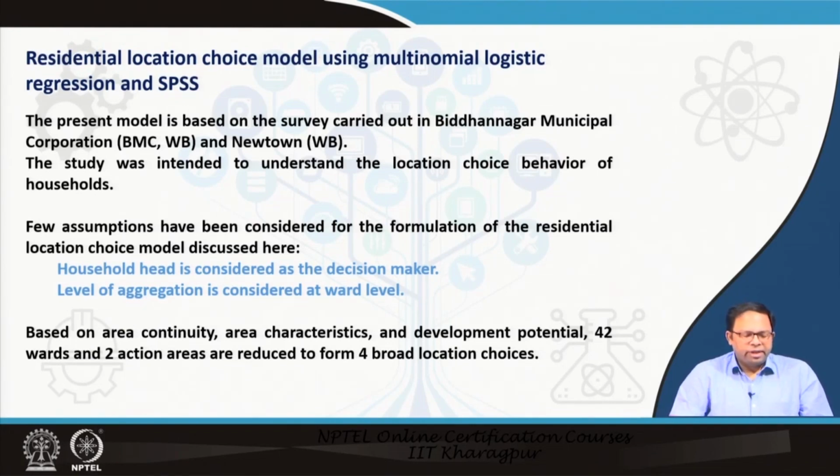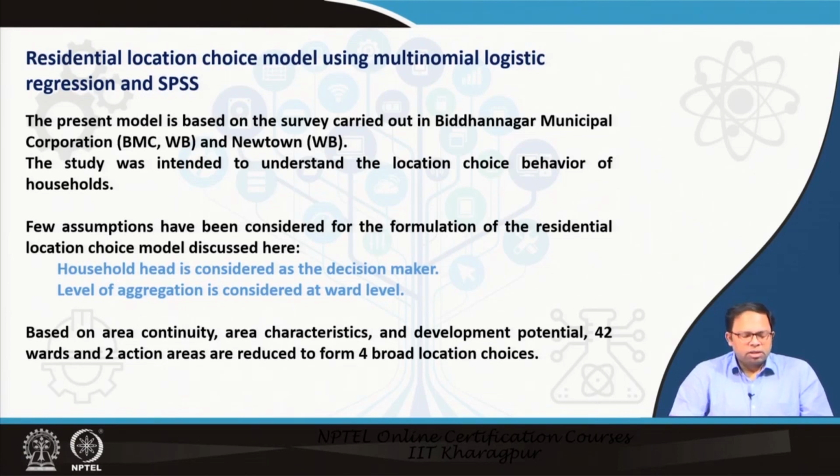Initially, a few assumptions have been considered for the formulation of this particular model. For example, the household head is considered to be the decision maker and the level of aggregation is considered at the ward level. So, initially we started at the ward level, but based on the model results, we found that ward level probably is not a good determinant for developing this kind of model because it was too small a choice. Instead, we divided the area into 4 broad location choices based on the continuity as well as area characteristics and the development potential of this particular area.